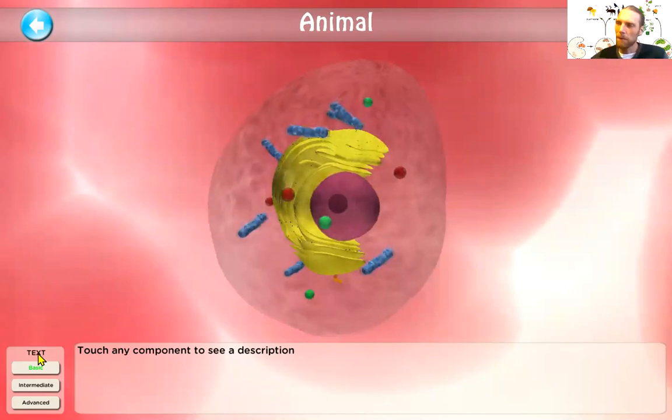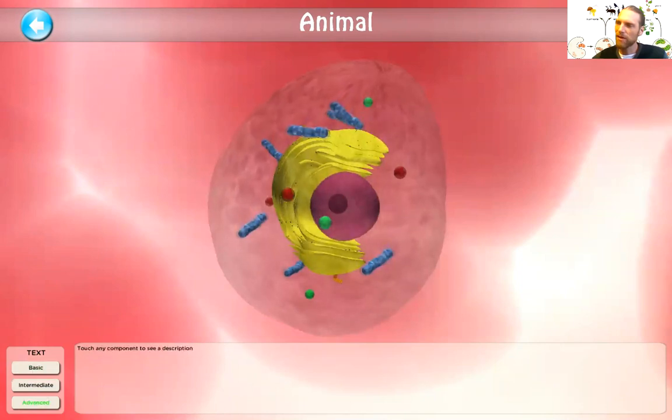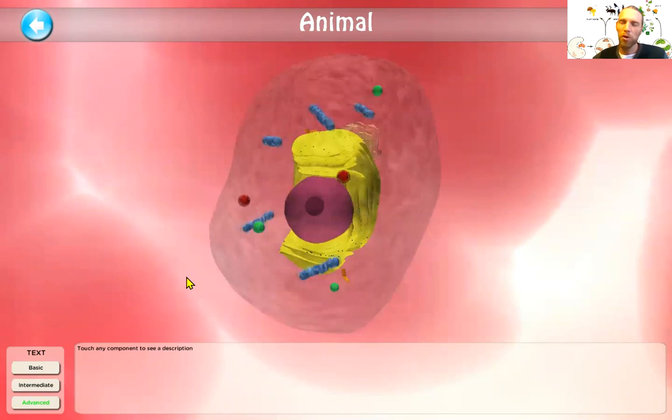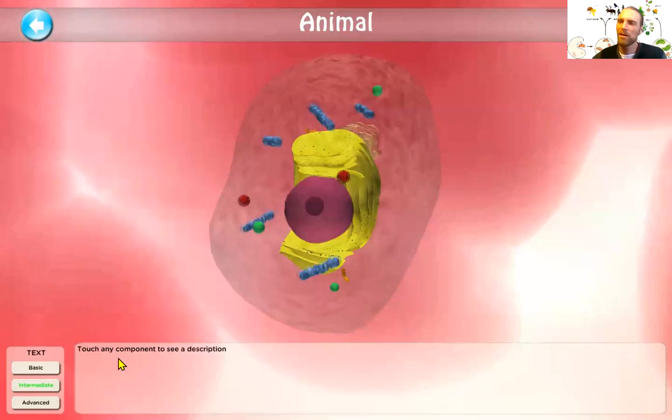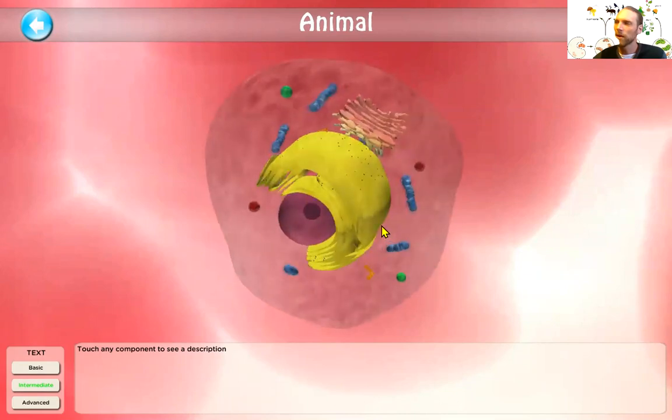Here in the left bottom, you see text, and you can click basic, intermediate, and advanced. I would recommend you to put it on advanced because it gives you the most information. But at this moment, what we have to know is just intermediate or basic. We will go into more details as the course goes on. For this moment, we just have to know the basic function of each organelle. So I'm going to keep it on intermediate. Okay? And you can do the same thing.